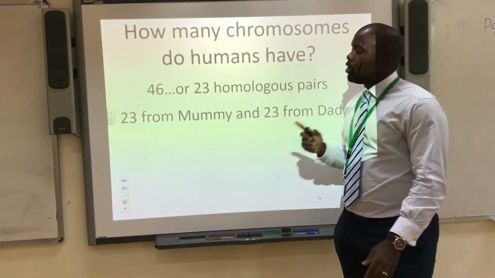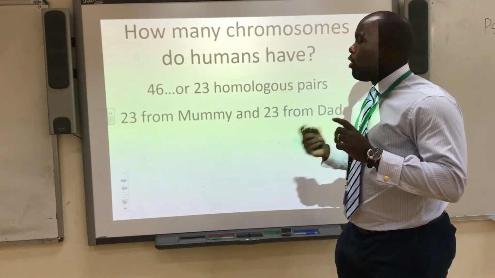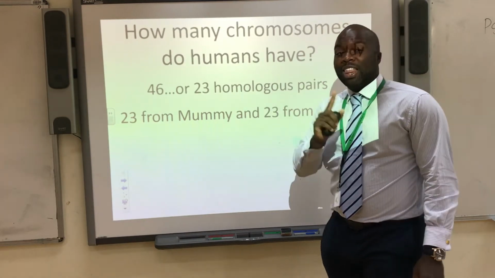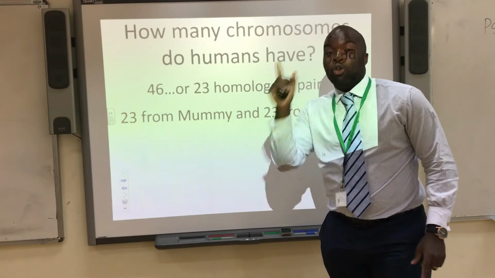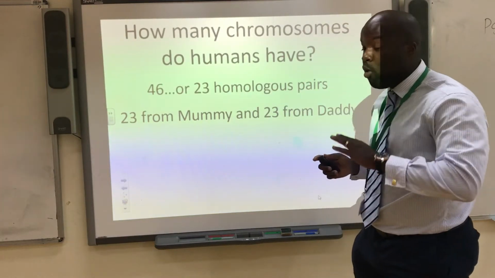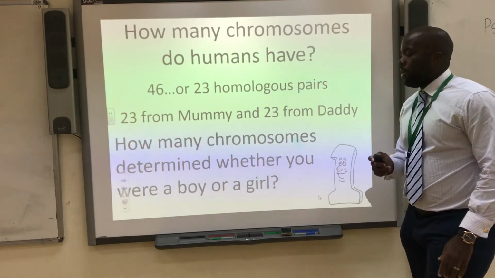So we've already answered this question. Inside our normal skin cells or our normal human cells, there are 46 or 23 pairs. The only exception to that is our gametes or our sex cells, in which there are 23 chromosomes only, okay? So let's look at this now.